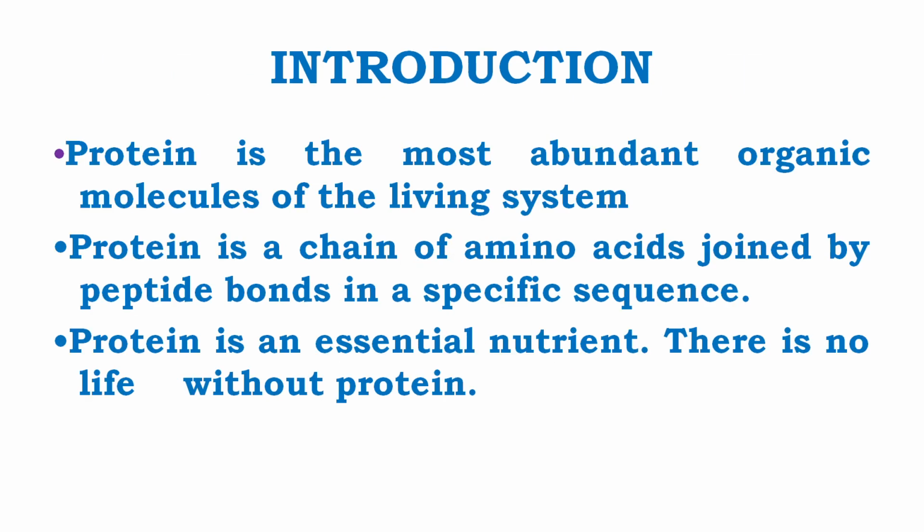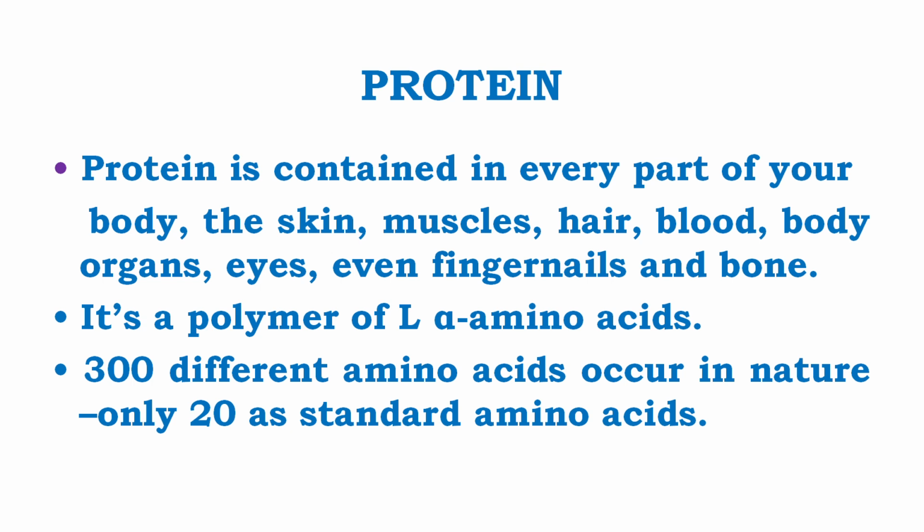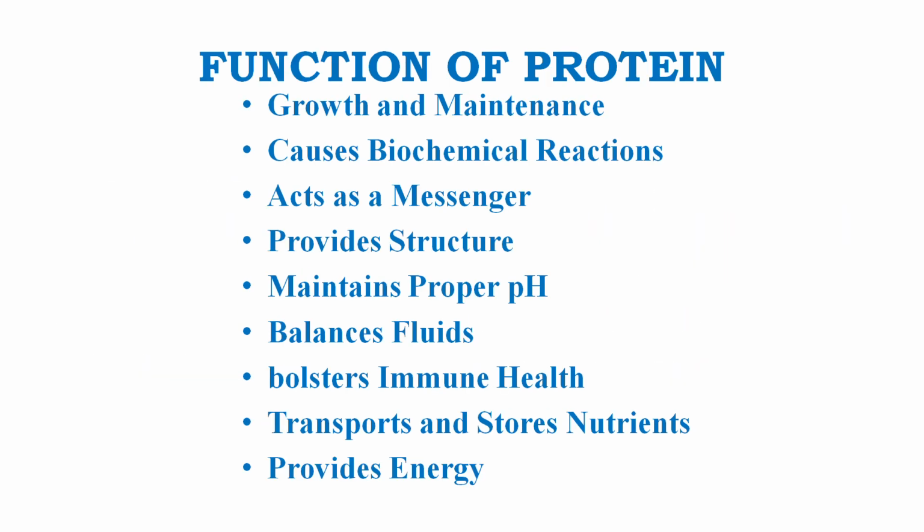So it is the most abundant organic molecule of all living systems. The protein is a chain of amino acids joined by peptide bonds in a specific sequence. This is an essential nutrient. There is no life without protein. So it is a polymer of L-alpha amino acids. Three hundred different amino acids occur in nature, but only 20 are standard amino acids.